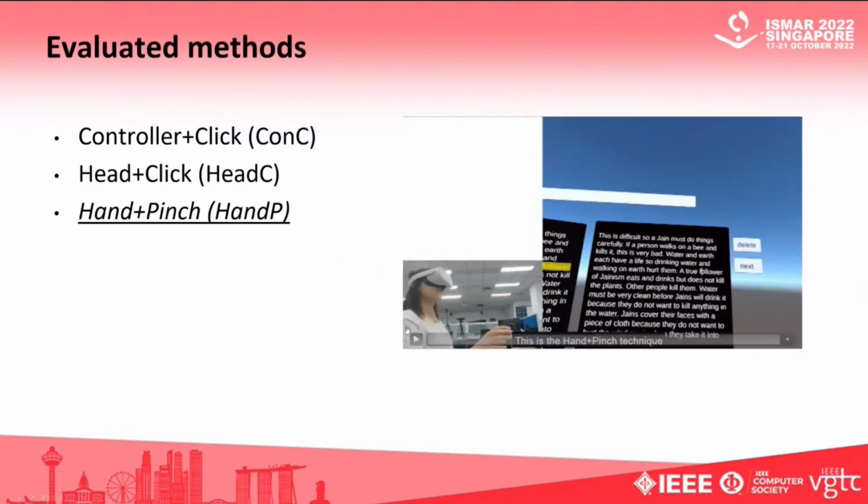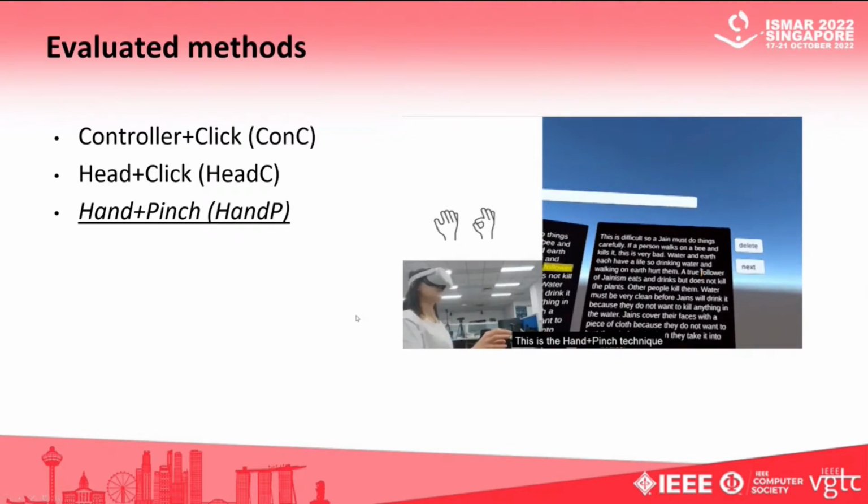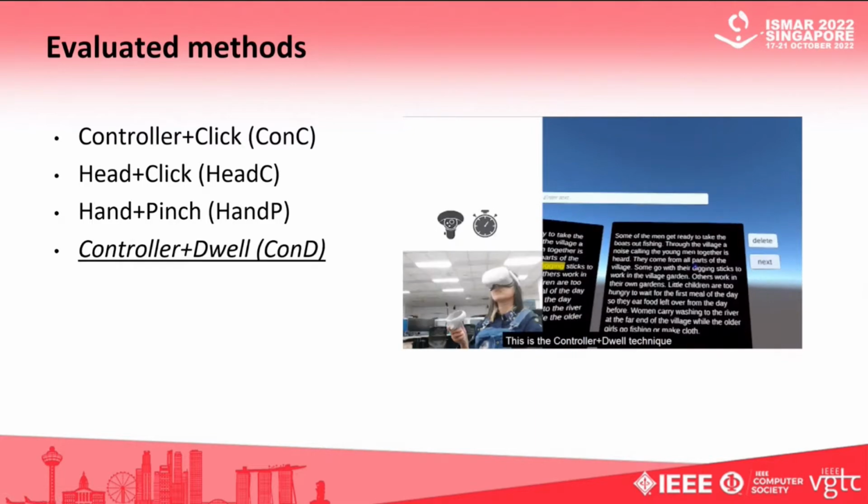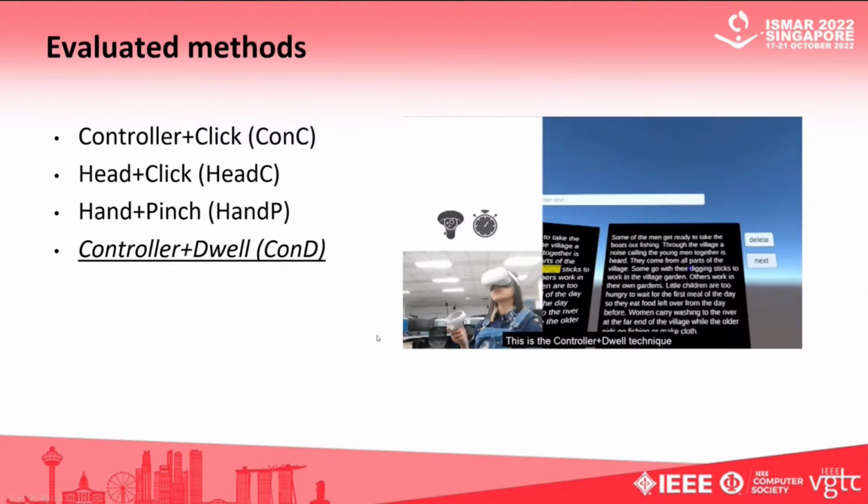The third one is hand pinch. The user moves the cursor with the hand, and then performs a pinch to make the selection. The fourth one is controller dwell. The user uses controller-based pointing and dwells for 1 second to make the selection.